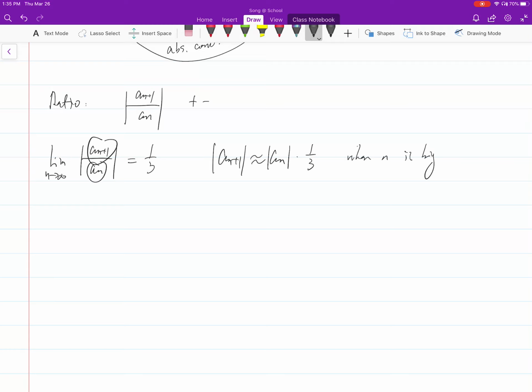Okay. What do you mean by a_{n+1} equals a_n times 1/3? Or in another word, what do you mean by the next term is the previous term times 1/3? For example, 1, 1/3, 1/3 squared, which is 1/3 times 1/3, then 1/3 cubed. The next term equals the previous one times a fixed number is nothing but a geometric series.